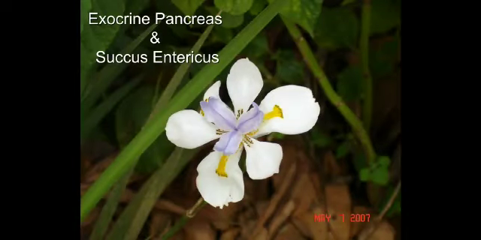Today's class is about pancreatic secretion and succus entericus, which is small intestine secretion. In GIT, we have started off with secretions like saliva, gastric juice, and bile. Saliva is where the salivary amylase initiates the carbohydrate digestion.